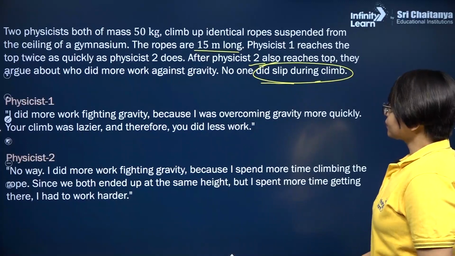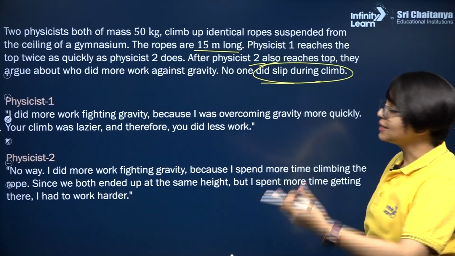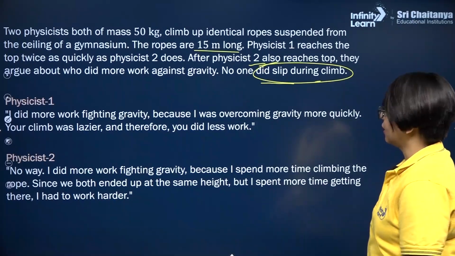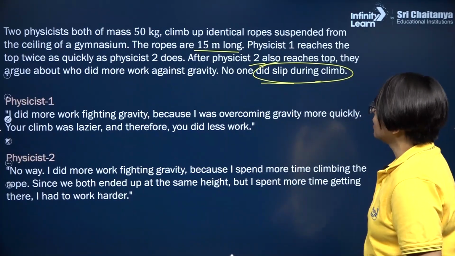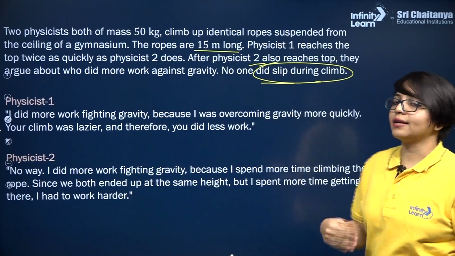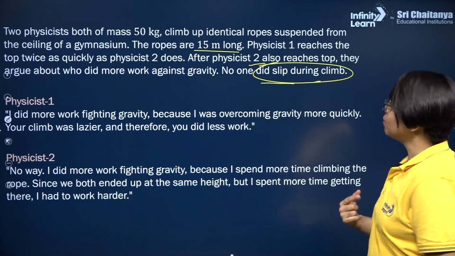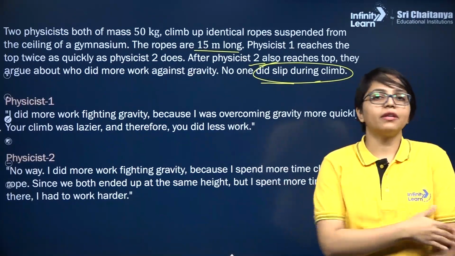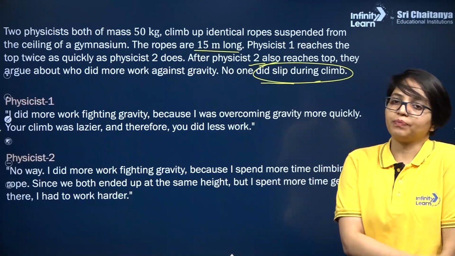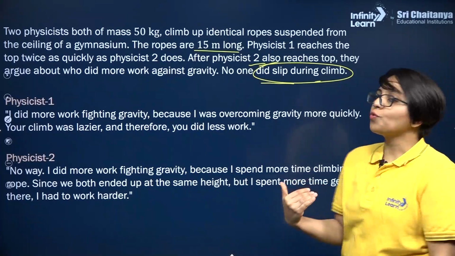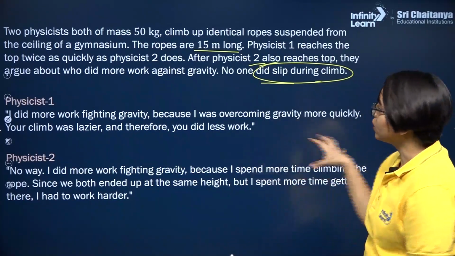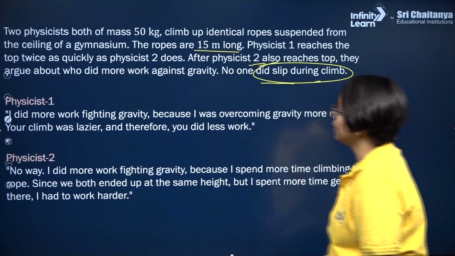So over here, mass is the same, and both are climbing the same displacement against gravity. But physicist 1 is taking less time and physicist 2 is taking more time, right? So work done against gravity will be mgh. But time is different, so power will be different. Power is work upon time, right? So work done will be the same against gravity.